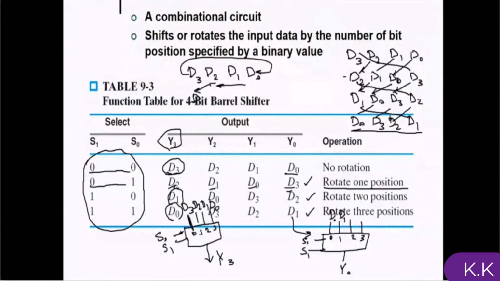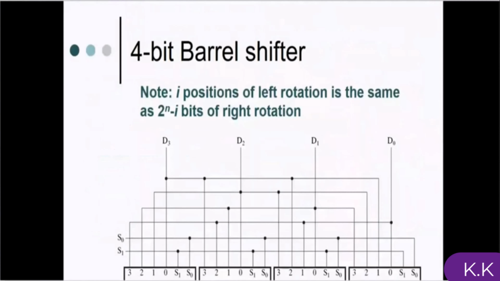What about this one again? A multiplexer, again for one bit. This is 0, 1, 2, 3. This is the output.